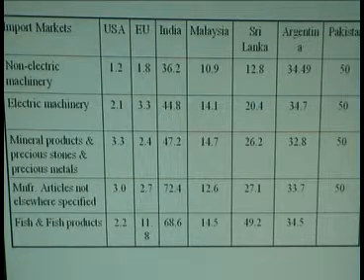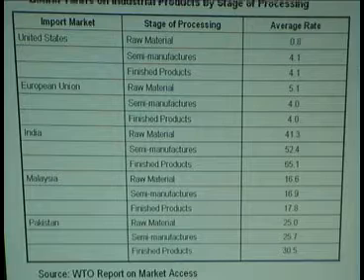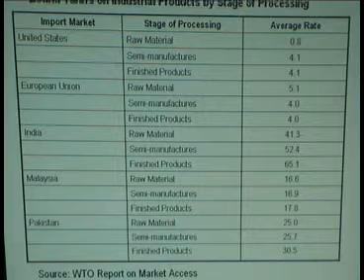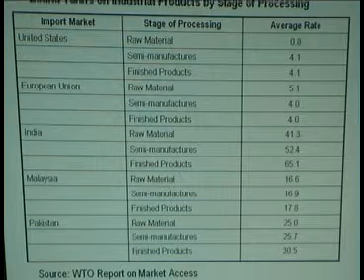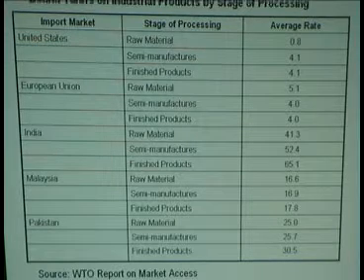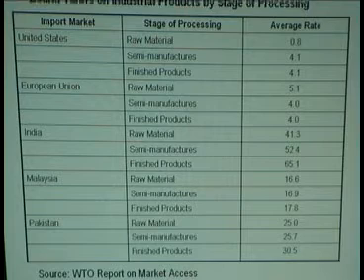Next. Here you will find an analysis based on the value addition concept, like raw materials, semi-manufactures and finished products. Now if you look at United States, you see that raw materials they allow at about 0.8%. Semi-manufactures 4.1% and finished products also at 4.1%.